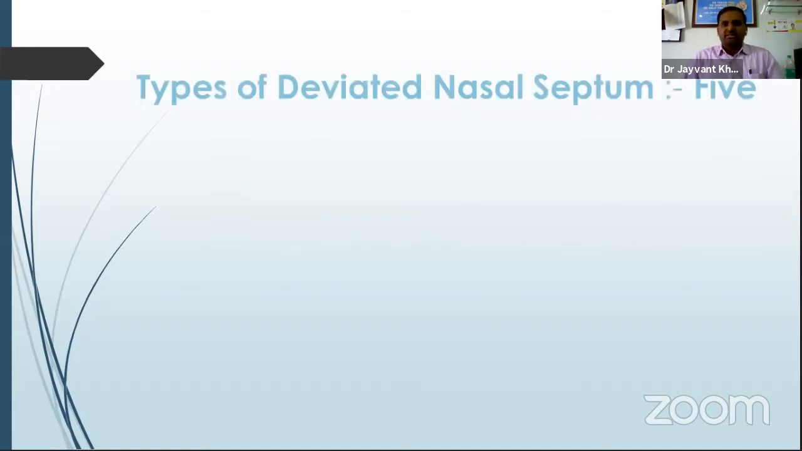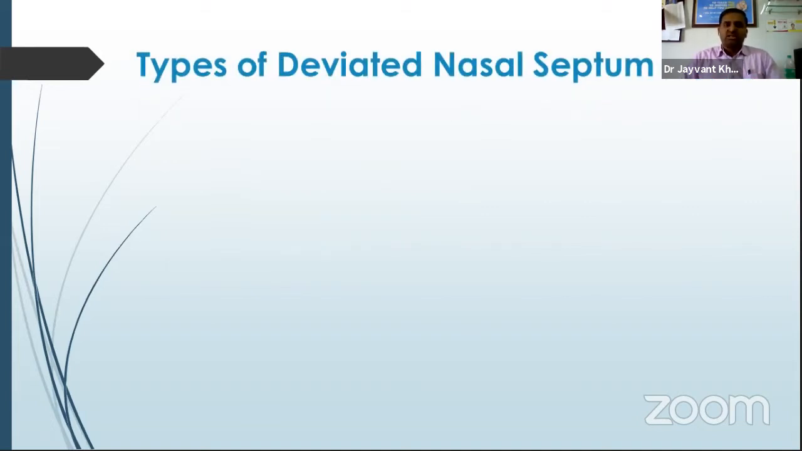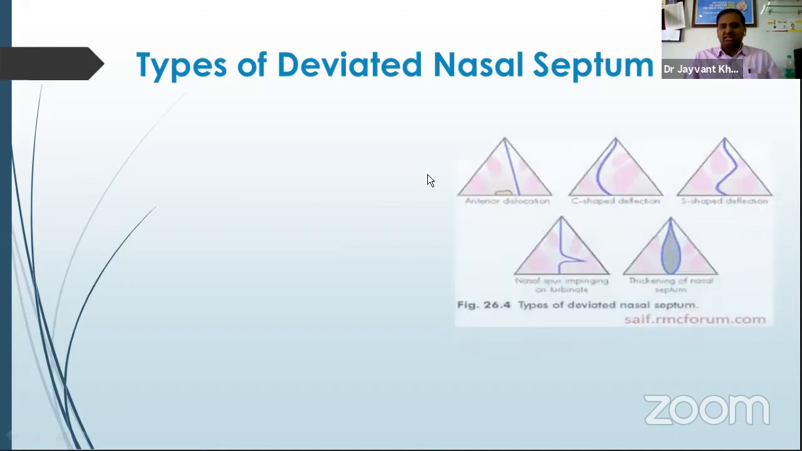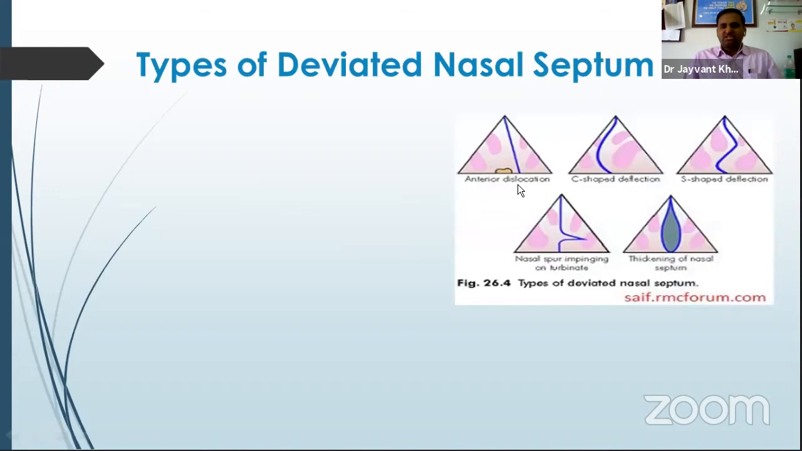Okay. Then we will move forward towards the types of deviated nasal septum. There are 5 types. You can see in this picture: C-shaped deviation, S-shaped deviation, anterior dislocation, nasal spur, and thickening. These are 5 types of deviated nasal septum.